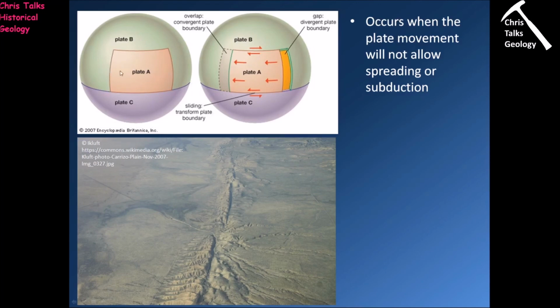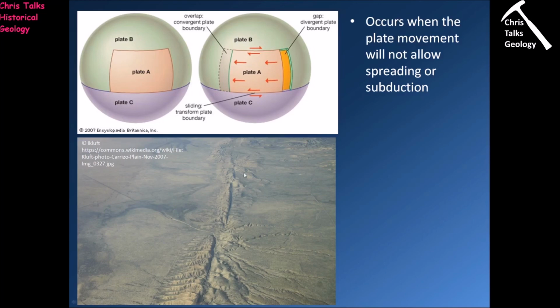Now, in order to accommodate that movement, that means that this margin here between A and C and this margin here between A and B must be transform, because otherwise we would not be able to let plate A move as it wanted to. So that's why transform plate boundaries are important. They allow pieces of crust to move past each other without anything being made or destroyed.